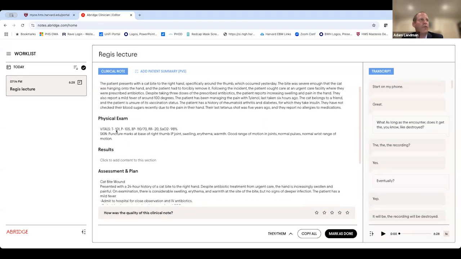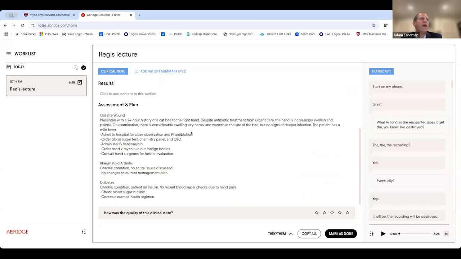Here's the physical exam with the vitals that I verbalized, and then some puncture wounds, and it describes the physical exam. Again, I had to verbalize. You have to do a good job verbalizing. I didn't do the best of all jobs. And then it has an assessment and plan.